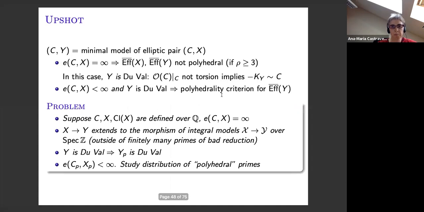Okay. So then the problem becomes the following. Assume that you have a C and an X that are defined over Q, with infinite order. Then assuming that we can extend to a morphism over Spec Z, outside perhaps some primes of bad reduction, if on the generic fiber Y is Du Val, then you can also see that the reduction mod p is also Du Val. And then for these primes, the order is finite, and we want to study the polyhedrality, whether the polyhedrality criterion applies for Y, so for the Y_p's here.